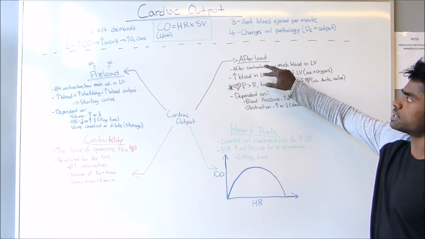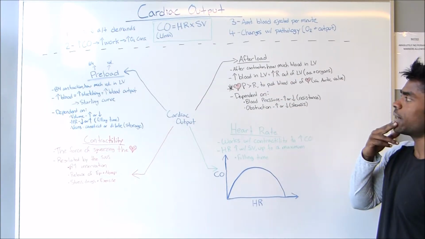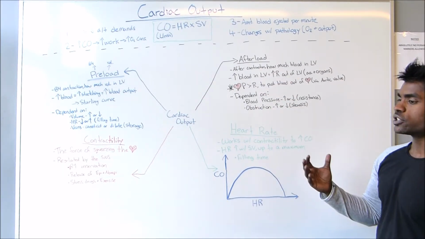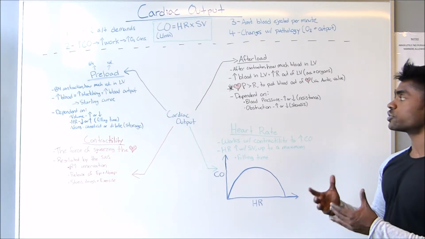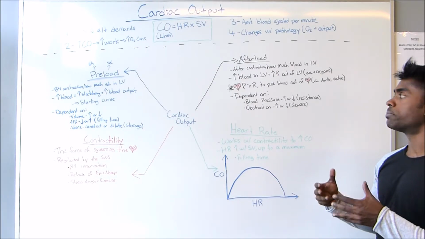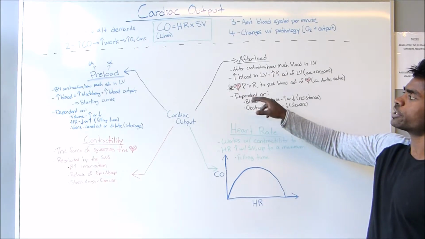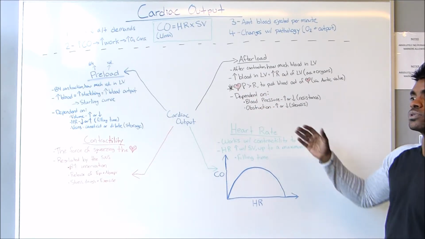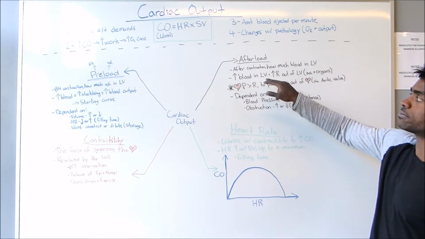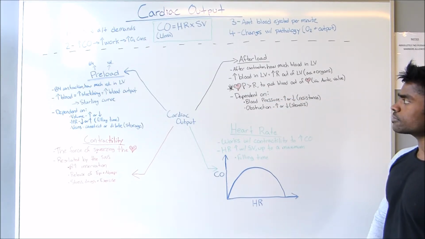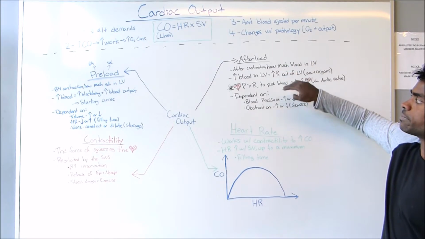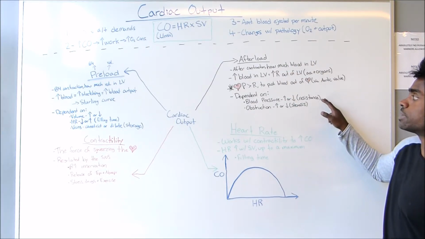Using these 2 concepts, you can think about how the heart pressure has to overcome a certain amount of resistance in order to push blood out of the heart. Therefore, when this pressure is not sufficient to overcome this resistance, we're going to see this increase in blood in the left ventricle. So what exactly is the afterload dependent on? Well, it's going to be dependent on the blood pressure.